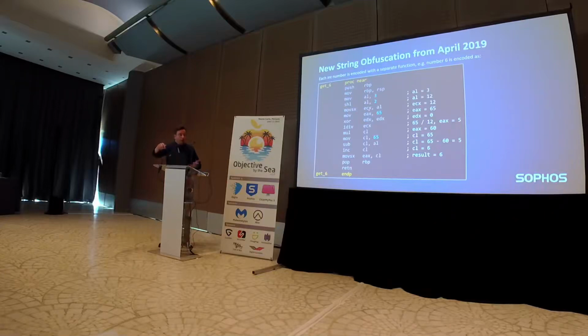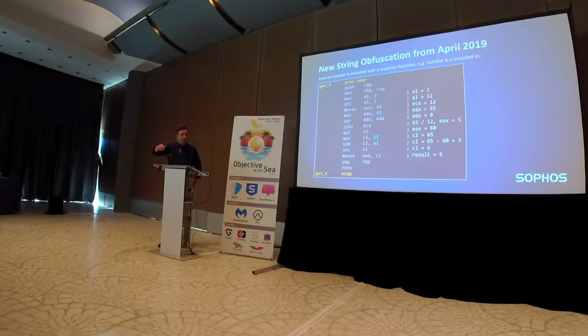Next, move 12 into ECX, move 65 into EAX, and put 0 into EDX. DIV of ECX will divide EAX, which is 65, by ECX, which is 12. 65 divided by 12, the whole number is 5. Multiply EAX, which holds 5, with CL, which holds 12, you get 60. Move 65 into CL and subtract AL from CL. Subtract 60 from 65. The result is 5.